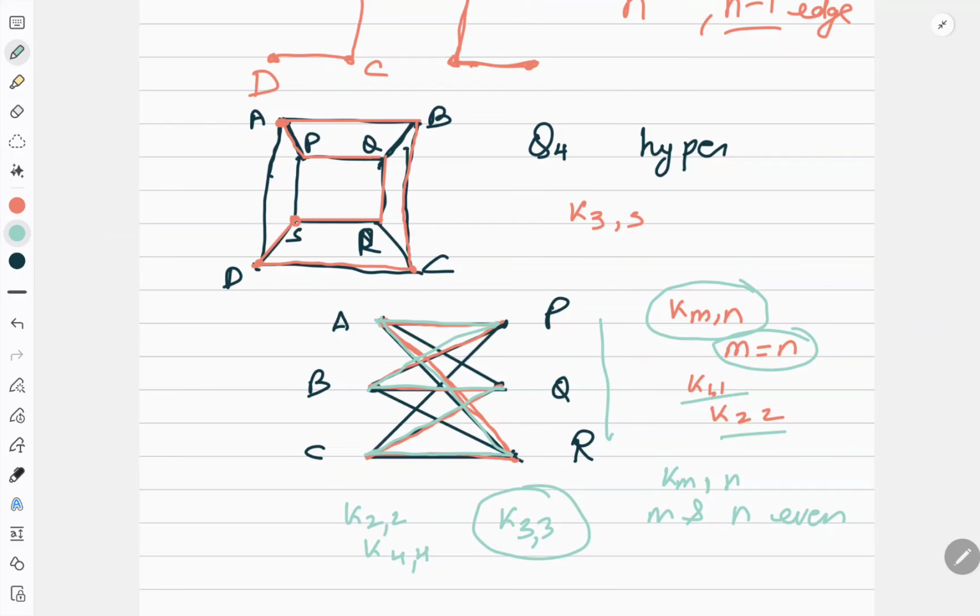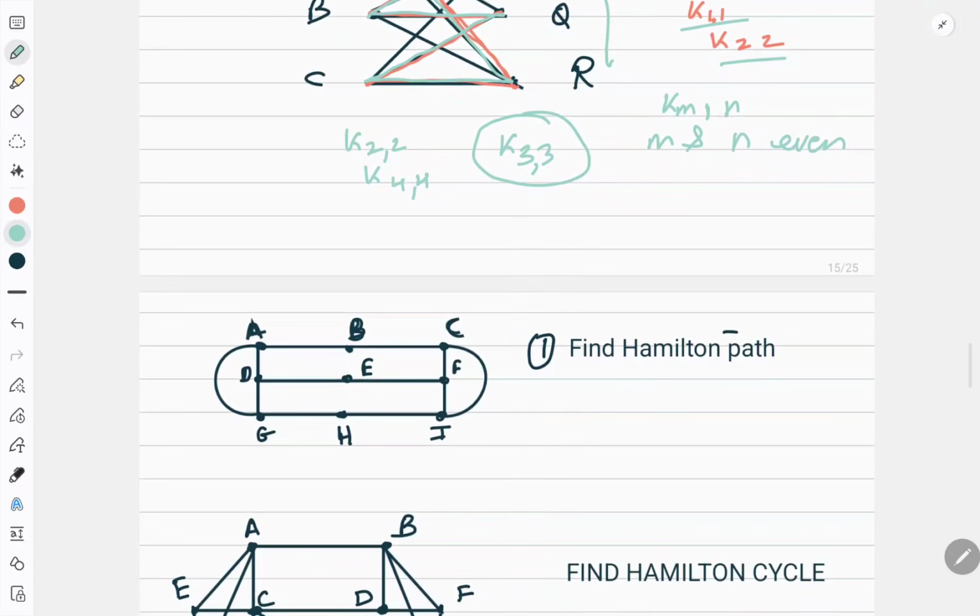So this was the basic about Hamiltonian path, Hamiltonian cycle and Hamiltonian graph. Now let us do a few questions based on that. Look at this question. They are saying find the Hamiltonian path. Path means I need to cover all the vertices for sure, but it is not closed, because if it is closed it becomes a cycle. So I will start from A, go to B, then C, F, E, D, then H, and I. So it is a Hamiltonian path.